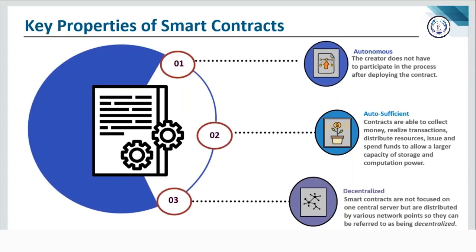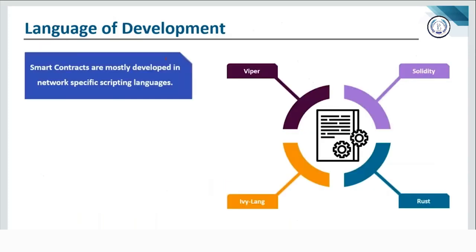Smart contracts are also auto-sufficient, which means that they can collect money, realize transactions, distribute resources, and issue and spend tokens to allow a larger capacity of storage and computation power. Lastly, smart contracts are decentralized. They are distributed by various network points instead of being focused on one single central source. Smart contracts are mostly developed in their network-specific languages, like Solidity, Serpent, Viper, but there are application programming interfaces these days that allow developers to develop their smart contract in languages they are familiar with, for example, Python and JavaScript.